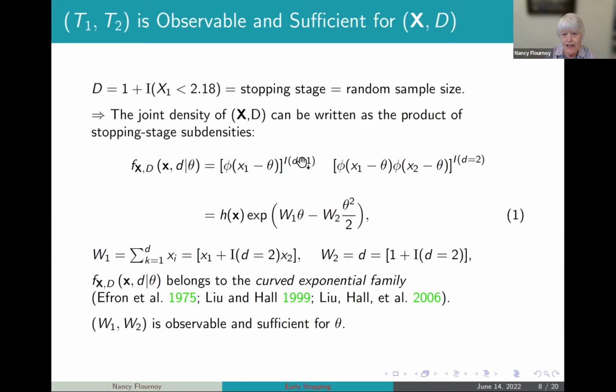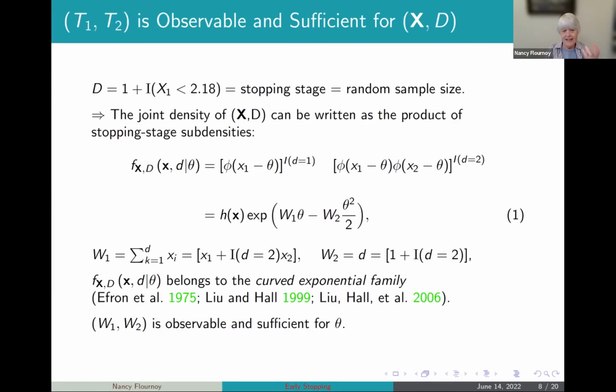So we have 2 indicator functions, d equals 1 and d equals 2. In practice, you only end up with one of these pieces, which is what people jump to immediately, and therefore miss some of what's going on when you start taking expectations, because this d is a random variable. If you stop at the first stage, you see x1. If you go to the second stage, you see x1 and x2. You can write that in canonical exponential form, and in fact this was recognized early on by some prominent people to be a member of the curved exponential family.